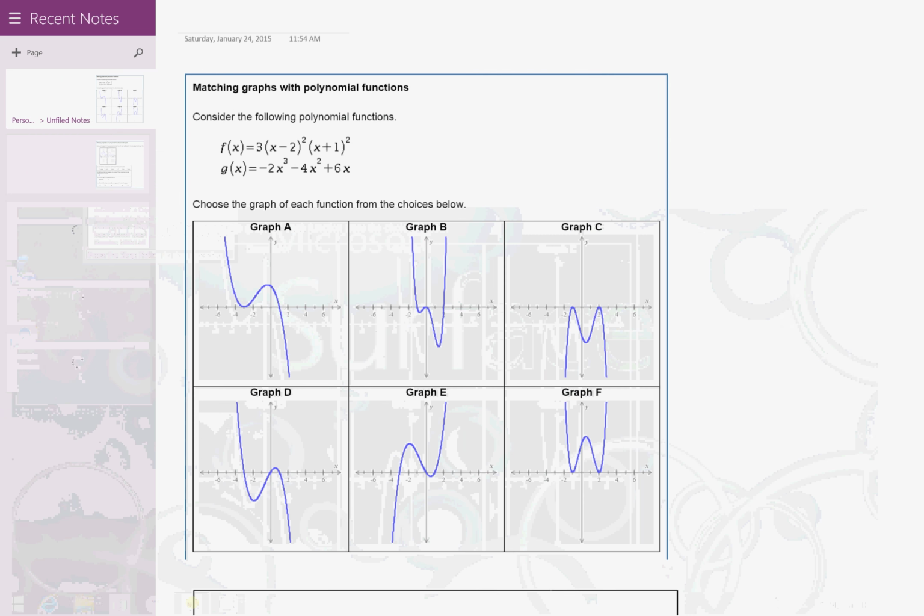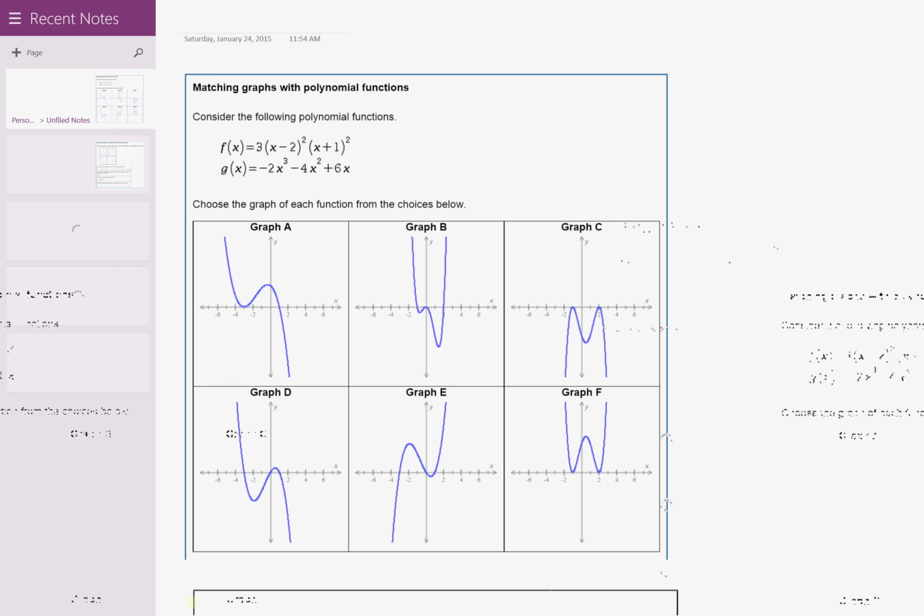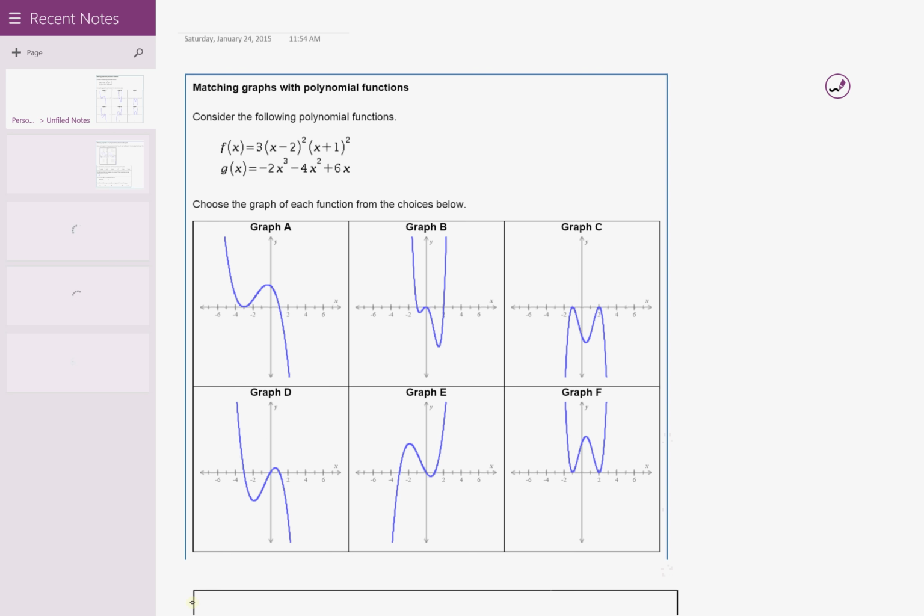We want to match graphs with polynomial functions, and we're given a whole bunch of pictures and just two functions to look at. What we want to look at here are first the zeros, and then the multiplicities of those zeros, and then the leading coefficient, and the degree of the function, and all that good stuff. So here are our rules. We have the leading coefficient test we need to deal with.